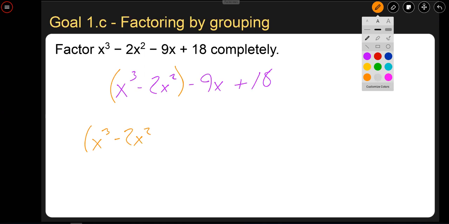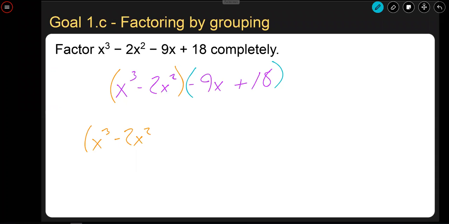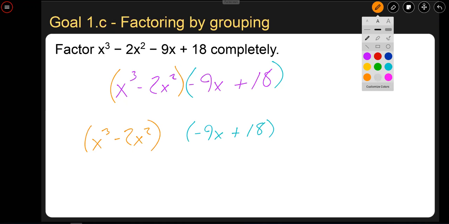And then I'm going to have my second piece. It's going to be negative 9x plus 18. Oops, I think I deleted my second parentheses. And then in the middle, just to keep track of what's going on, I'm going to place a plus symbol.